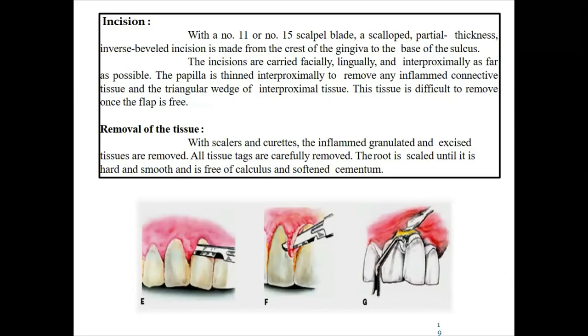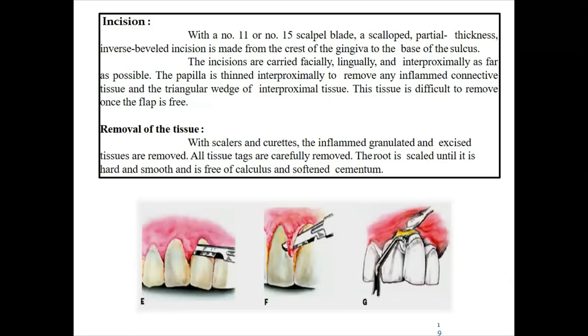Then this papilla is thinned interproximally to remove any possible inflamed connective tissue and the triangular wedge of the interproximal tissue. This tissue is difficult to remove once the flap is removed, so you'll be thinning it beforehand only. And then with the help of your scalers and curette, you'll be removing the inflamed granulation tissue and excising the remaining tissue. Any tissue tag which is remaining over there is also removed very carefully. You can use your Castroviejo scissors in order to remove the tissue tag.